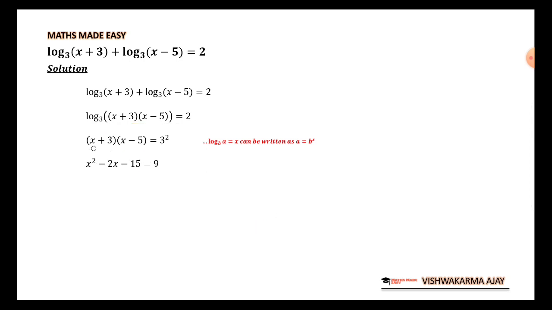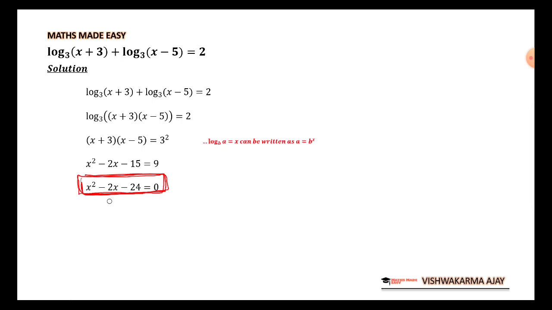Now, we multiply these two brackets. X square minus 2x minus 15 is equal to 9 because 3 to the power 2 is 9. Let's bring this 9 on the left hand side. X square minus 2x minus 24 is equal to 0. Now this is very simple for you because it's a simple quadratic equation. If you are following this YouTube channel, you might be able to solve this.